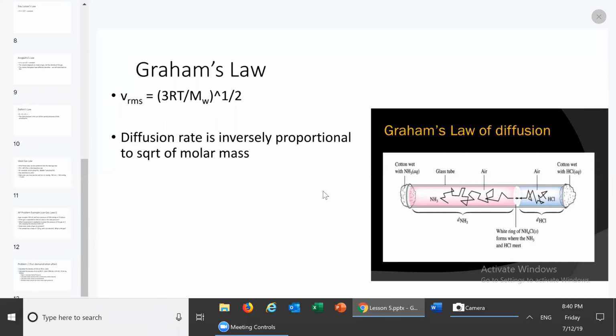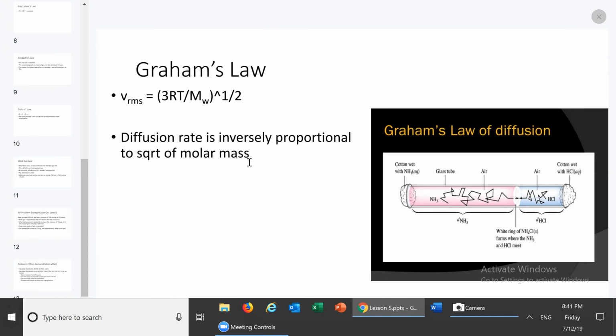So basically, Graham's law is based on the velocity of the gas. Remember, all of these gas particles are moving around randomly. So we want to know the average speed of these gas particles, and we call this the root mean square speed. It is equal to (3RT divided by the molecular weight in kilograms) to the 1/2 power, okay? You don't need to worry about this too much, but the point is that diffusion rate is inversely proportional to the square root of the molar mass.